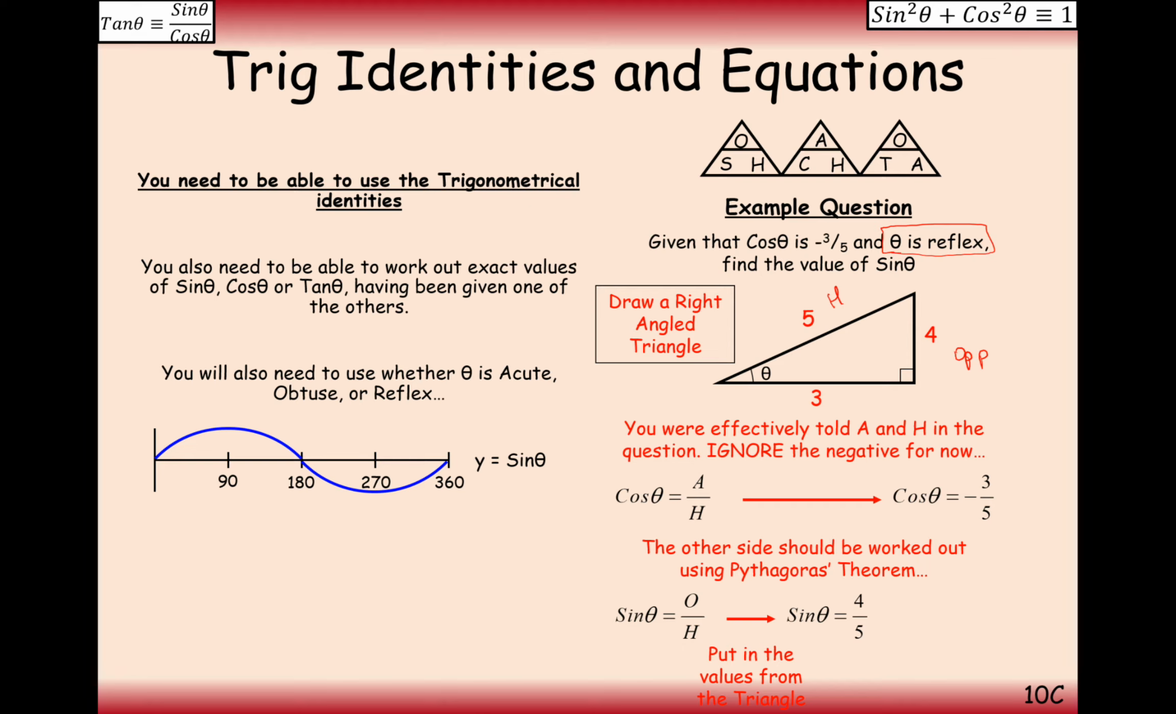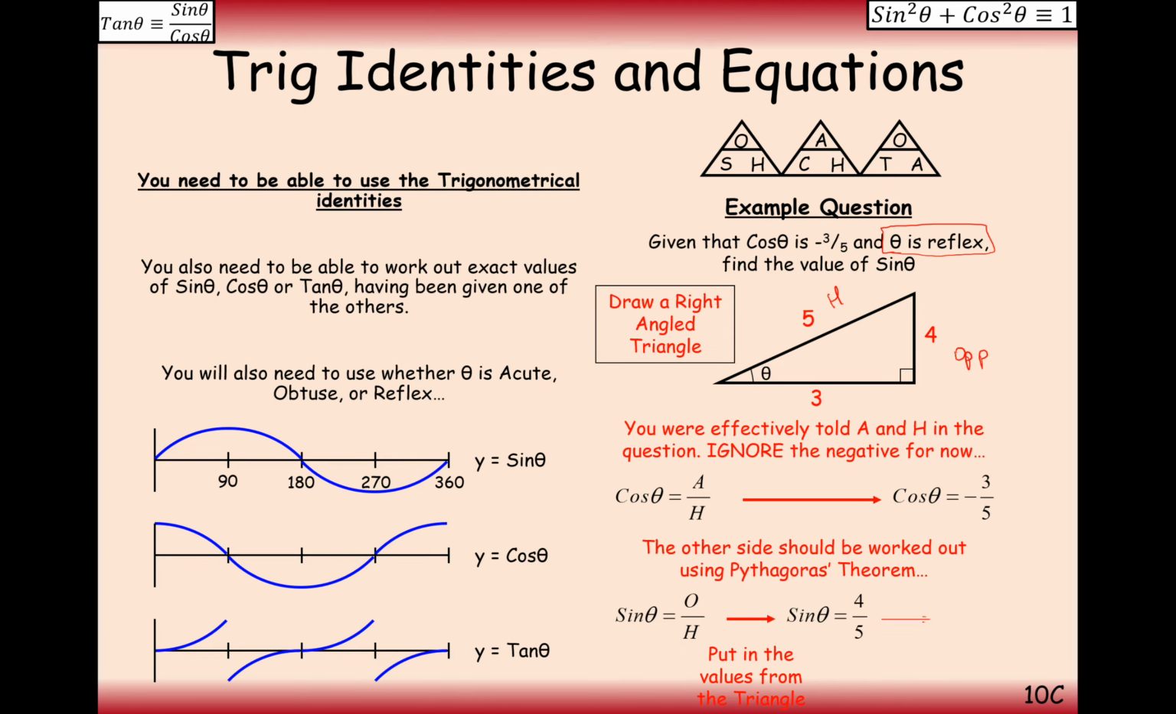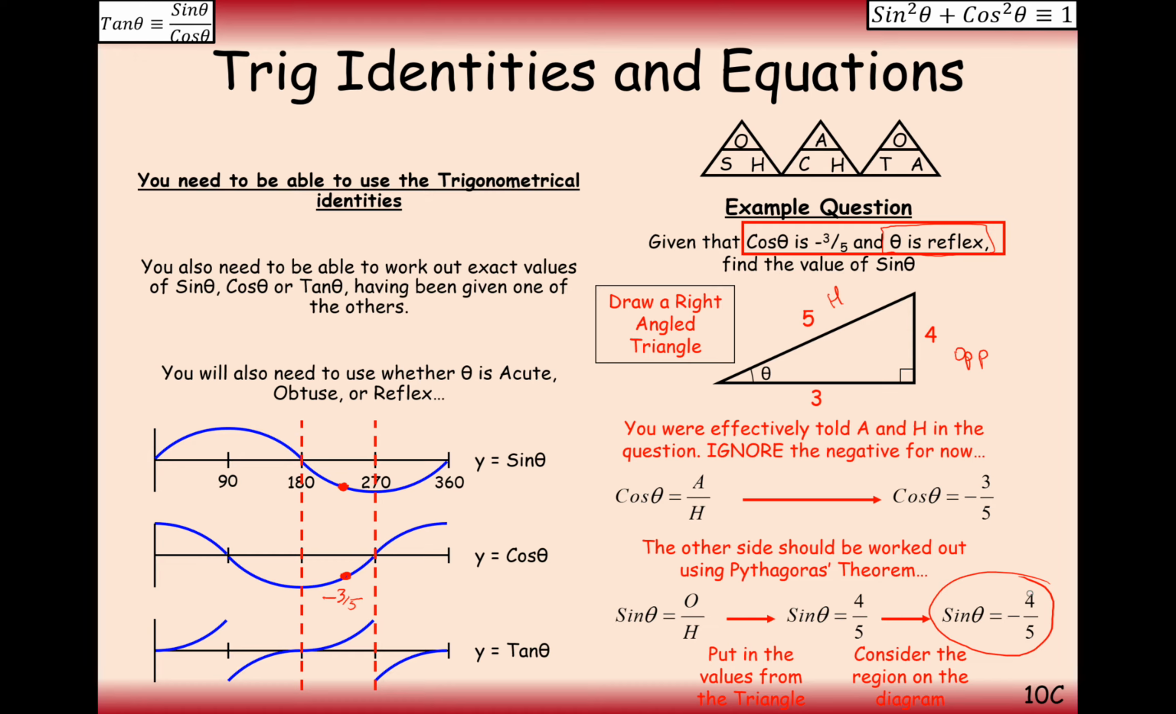Now, just a reminder, a reflex angle is in between the values of 180 to 270 here. So given that cos on the cos graph here was minus 3/5 at this point here, when theta is a reflex angle, the sine graph here is also going to be negative in between 180 to 270. So in this case here, our final answer here is going to be sine theta equals minus 4/5.